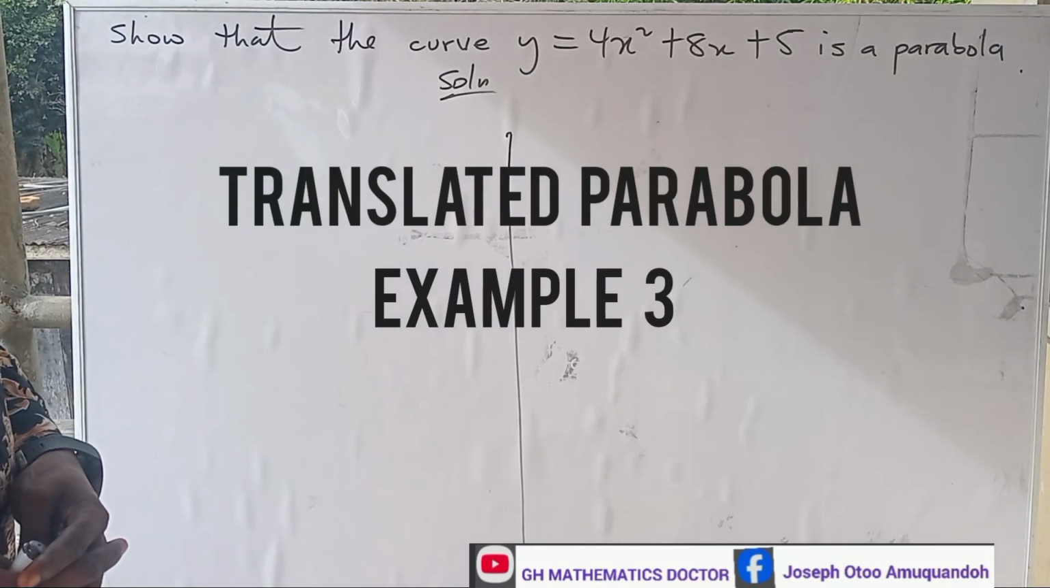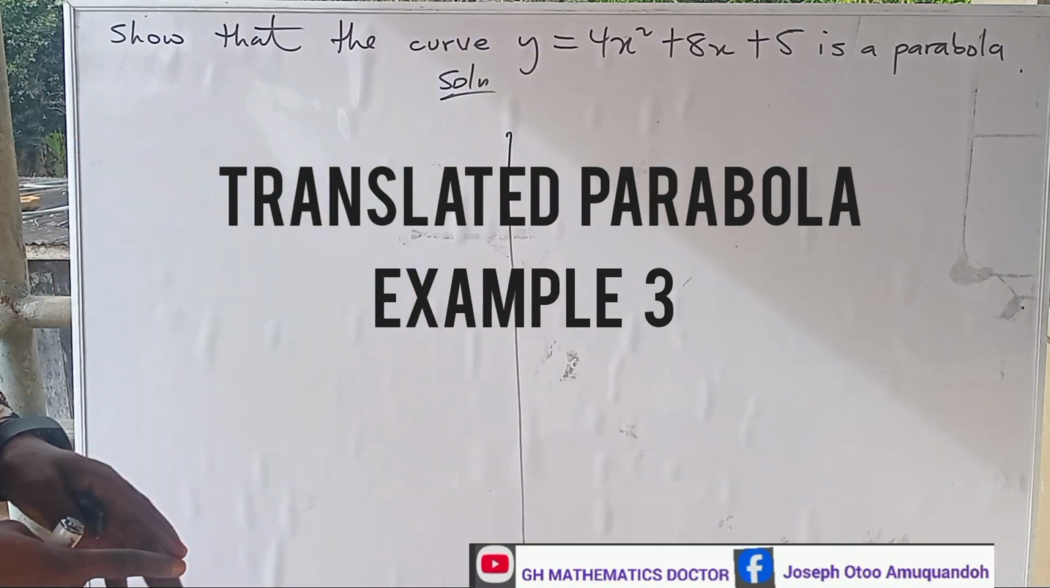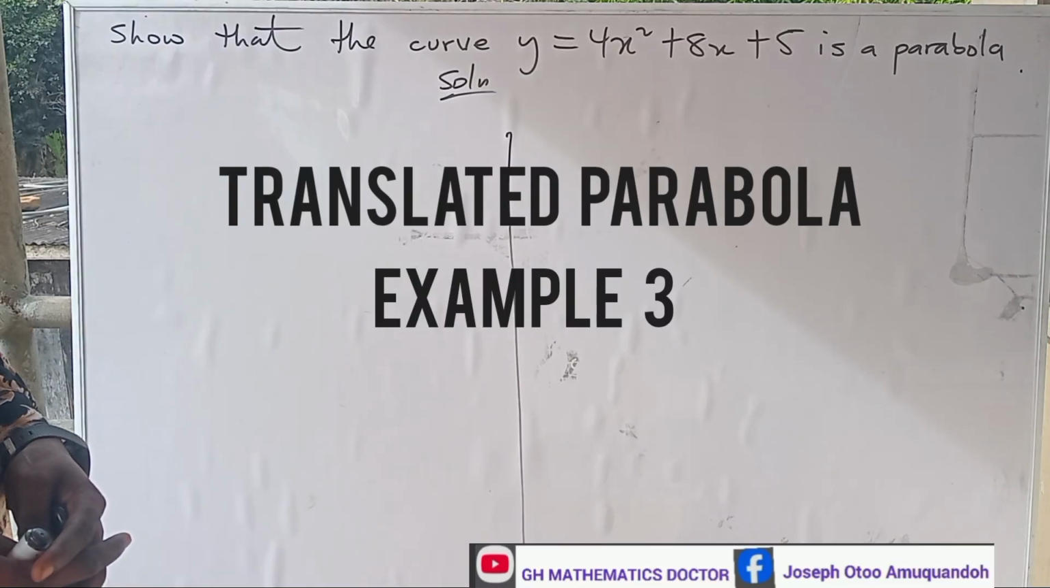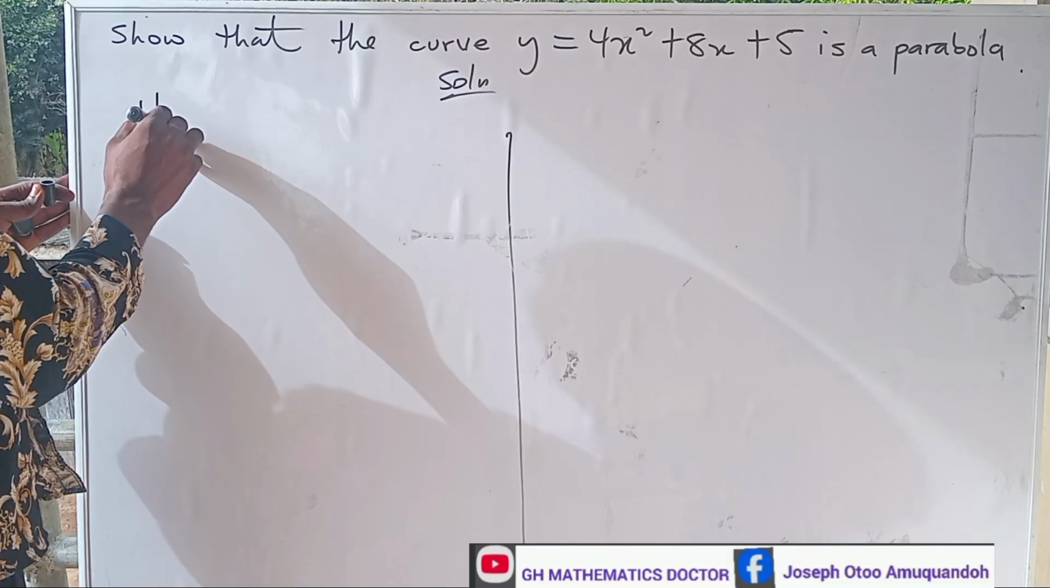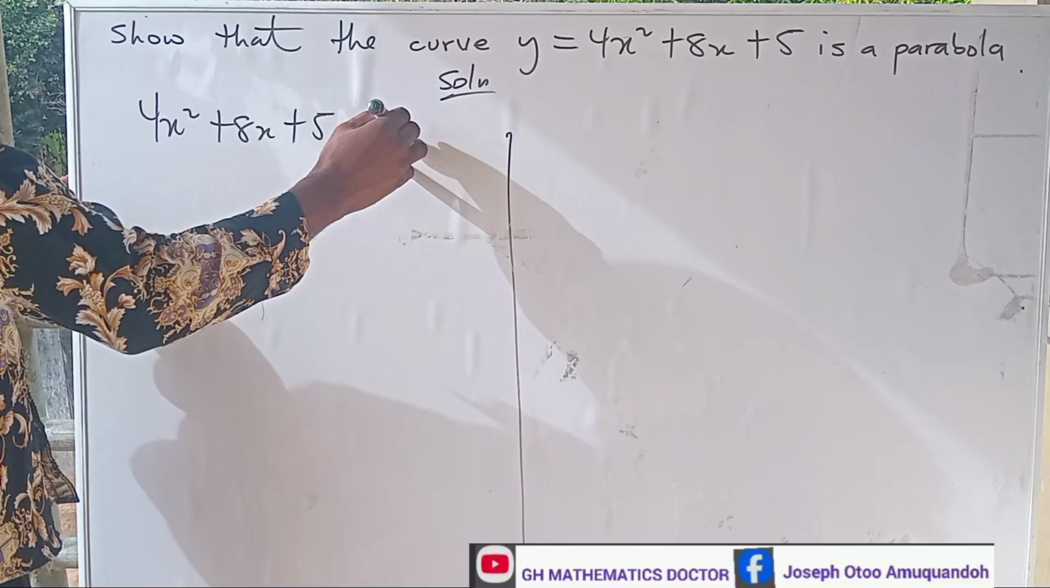Good day. Let's look at the last example on a question for a translated parabola. For this question, they are asking us to prove whether this equation is a parabola. So what you're supposed to do is use completing the square to prove this particular function given to you. Writing the question, we have 4x squared plus 8x plus 5 equal to y.